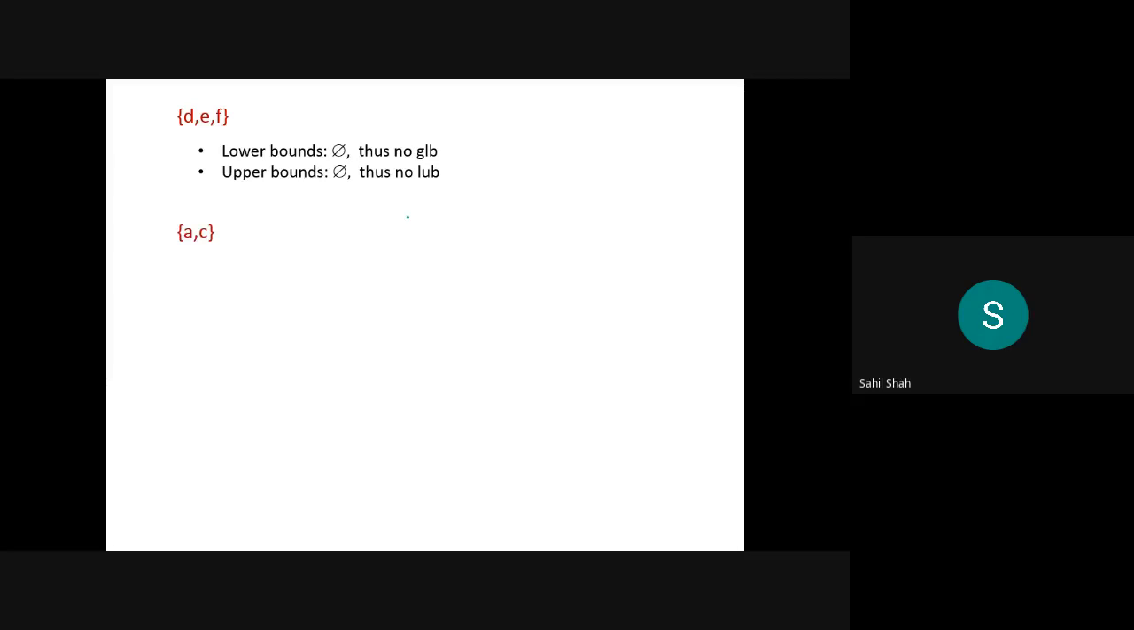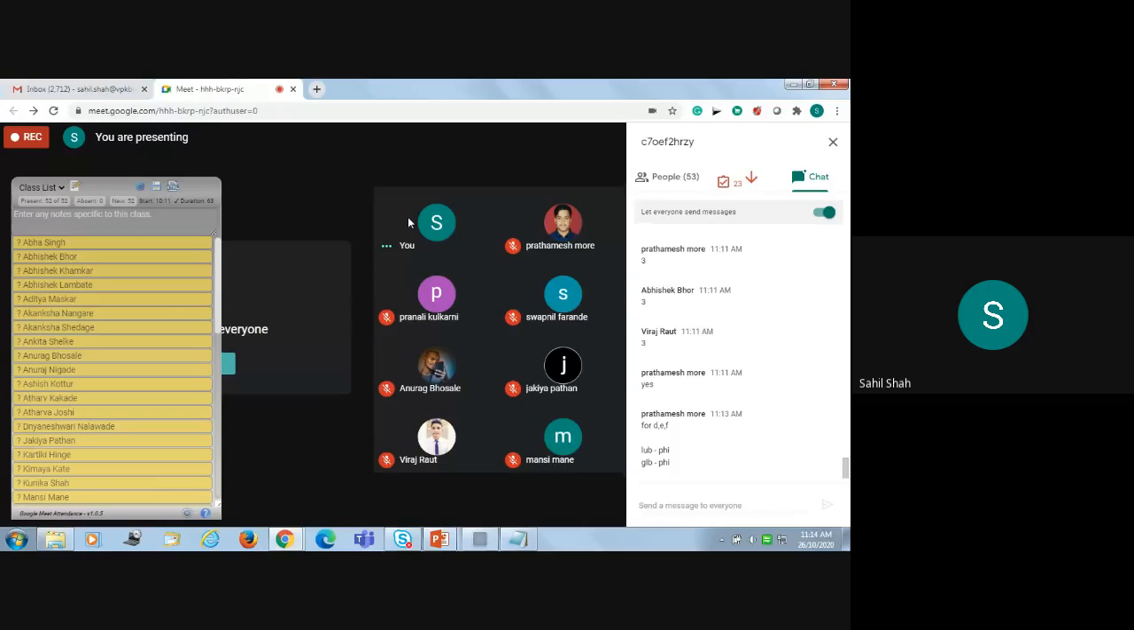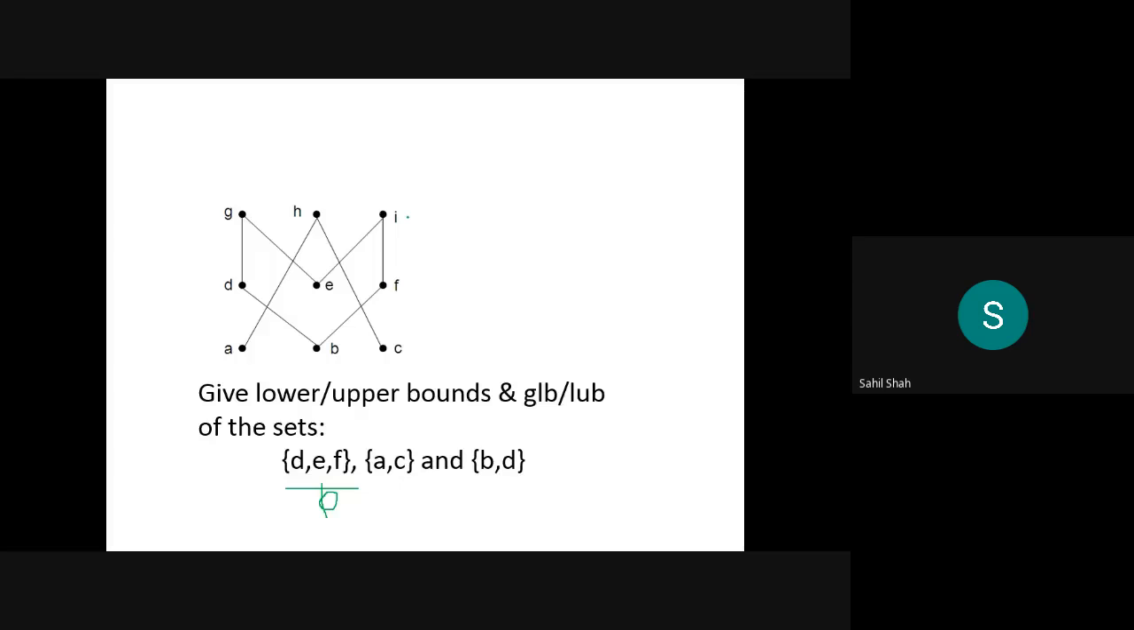Okay. For AC, what is the answer? Can you tell me for AC? For A, C, we can clearly observe A is related with H and C is also related with H. So H is the least upper bound of pair A, C, and there is nothing downwards to A and C. So there will not be any lower bound in the context of A, C. So the least upper bound for A, C is H, and there is no greatest lower bound.